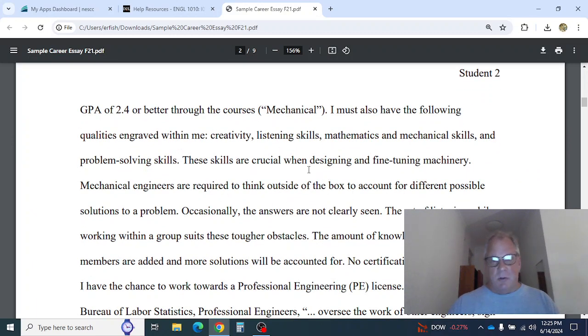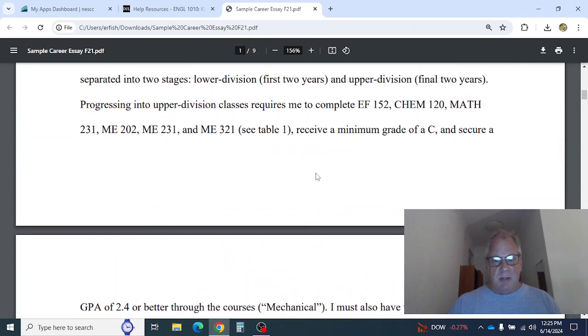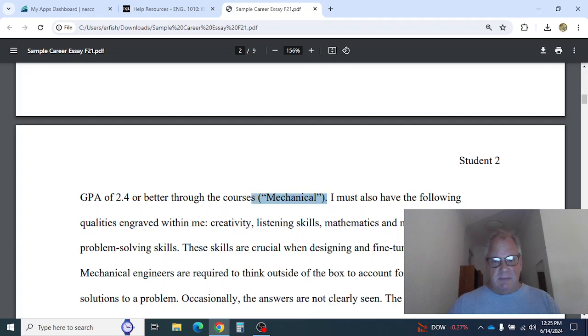And I'm not going to read this whole thing to you. You can read faster than I can talk. But notice he's citing sources as he goes along. Here he's talking about all the courses he needs to complete, and he's given the citation.